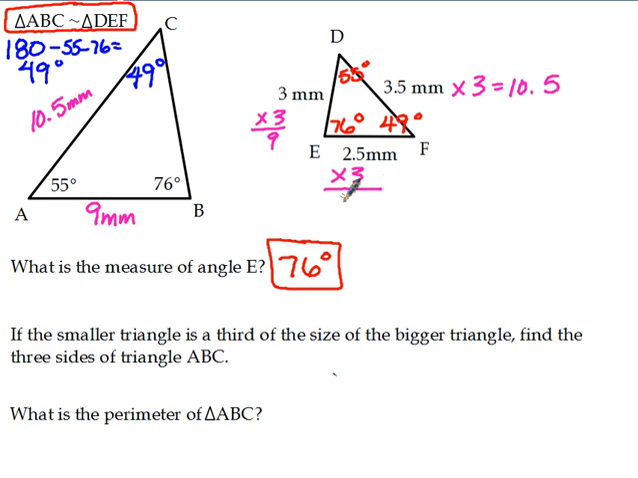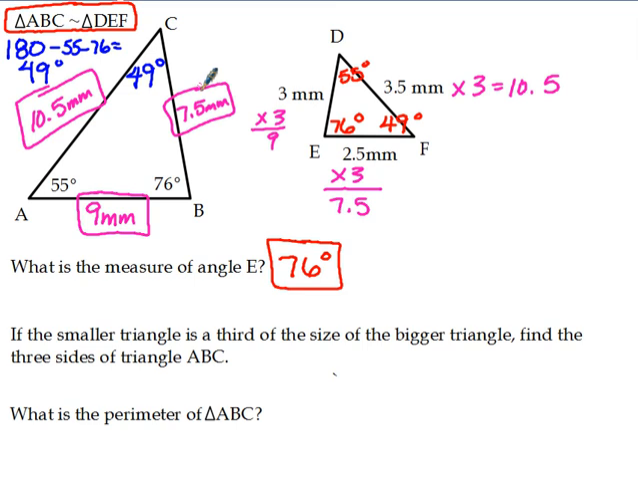So that goes here. Okay, so we found the three sides of triangle ABC: 1, 2, 3. And then the perimeter of ABC, we would just add them all up, and you get 27 millimeters. Now I do want to tell you that the perimeters are also in proportion to each other.